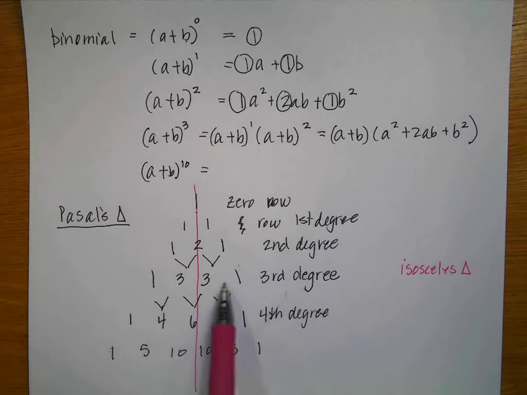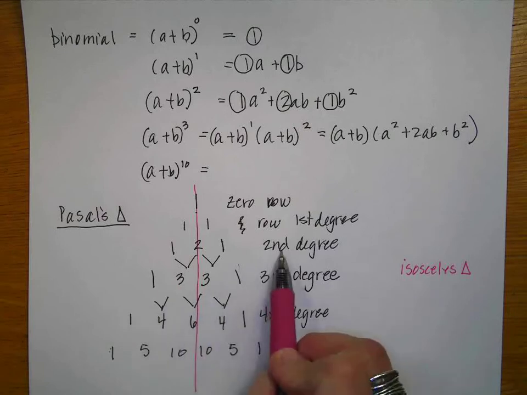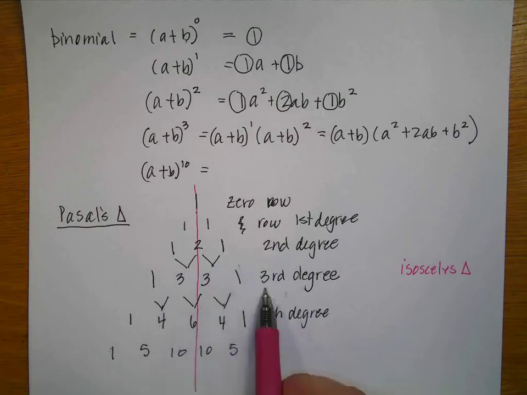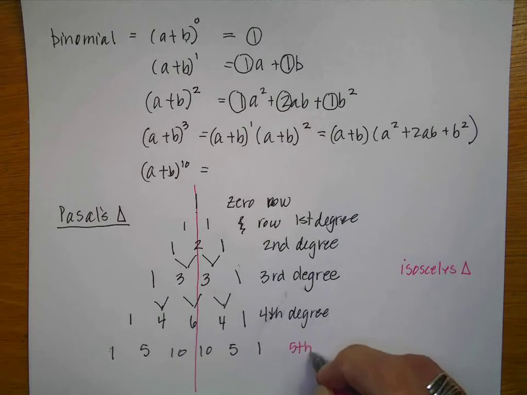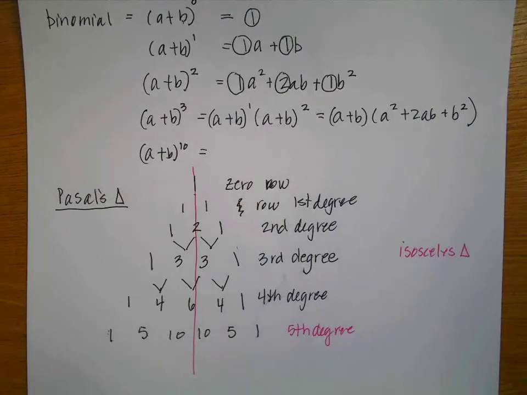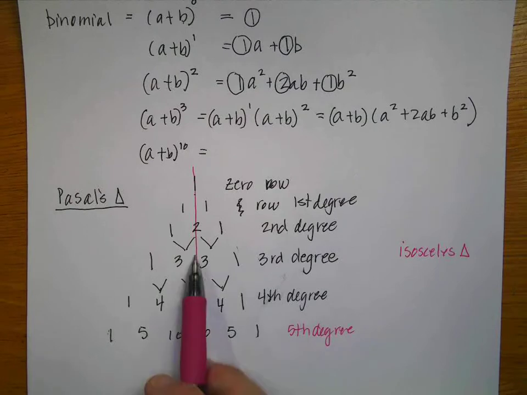Okay. Each of the rows, so notice that this was a second degree, and it had 1, 2, 3 terms. This is third degree. It has 1, 2, 3, 4. Down here on the fifth degree, it should have 6 terms, so 1, 2, 3, 4, 5, 6. So there's always one more term than the degree, okay?